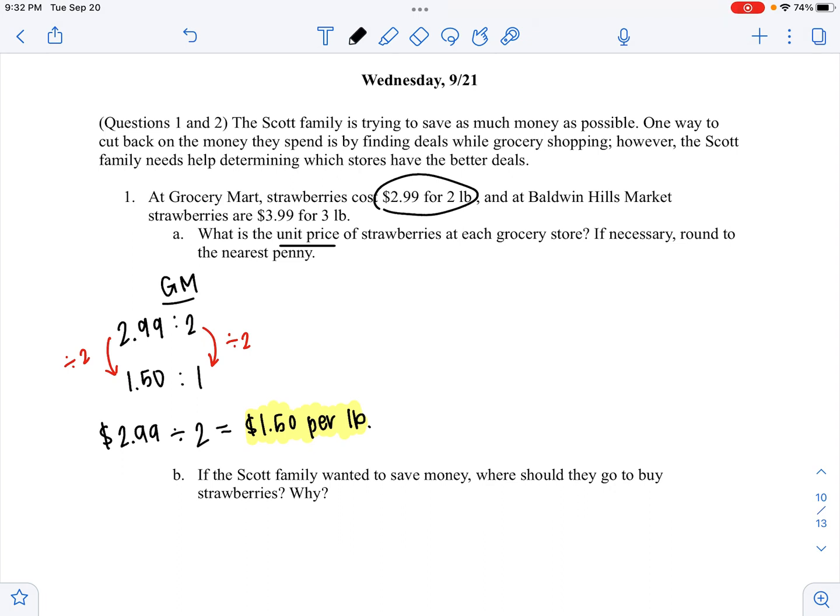In this question, you'll want to calculate the price per pound at Baldwin Hills. That will allow you to compare the two prices and decide which is cheaper for the Scott family. In the rest of Wednesday's homework, you're using unit rate or unit price to compare situations or to extrapolate on situations. Read carefully, and you should be able to use the same strategy I just demonstrated.